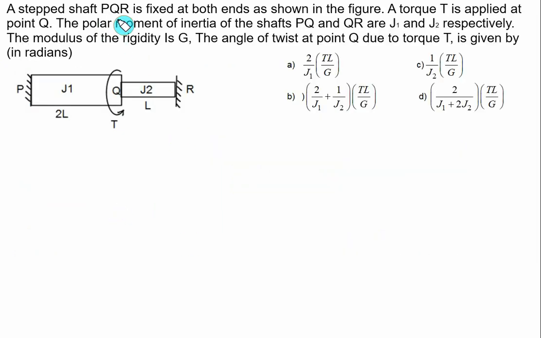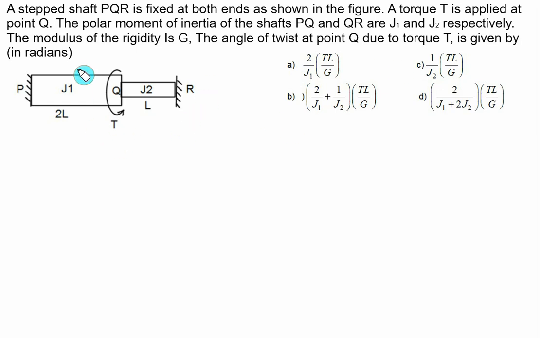A step shaft PQR is fixed at both ends. So this one is again a statically indeterminate problem. A torque T is applied at the point Q. The polar moments of inertia of the shafts PQ and QR are J1 and J2 respectively, and the modulus is the same, equal to G. The angle of twist at point Q due to the torque T is given in radian by which equation, we have to find out.